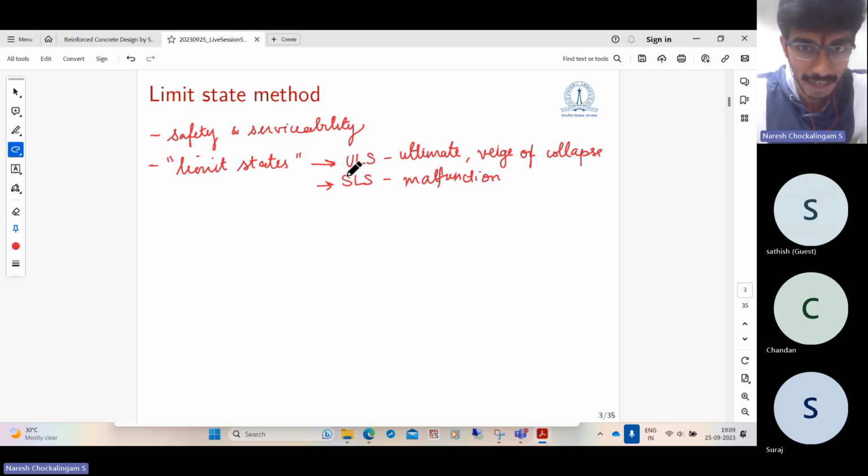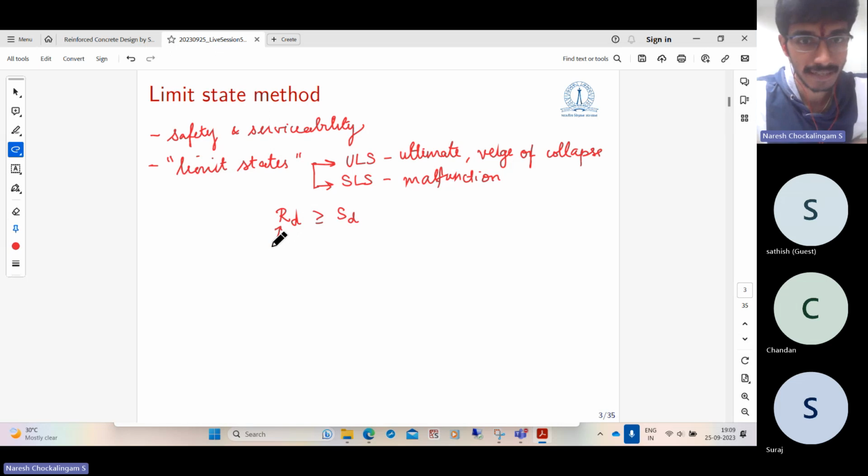So these two are independent, and the limit state method, which is what IS 456-2000 follows, requires us to satisfy both safety at the ultimate loads and serviceability at the working loads. So this is the key idea. And the design principle is that the factored resistance is greater than or equal to the factored loads. So RD is the design resistance of whatever we are designing. It can be a beam, a slab, a column, a shear wall, or whatever it is.